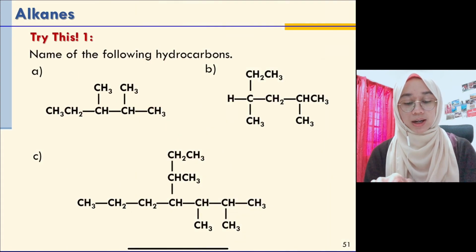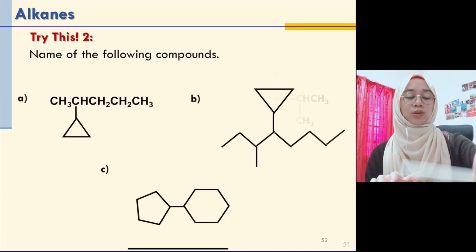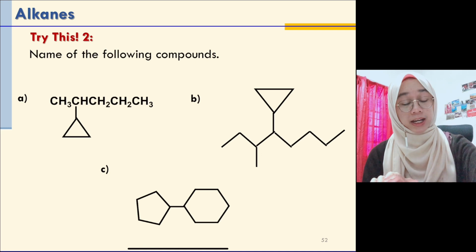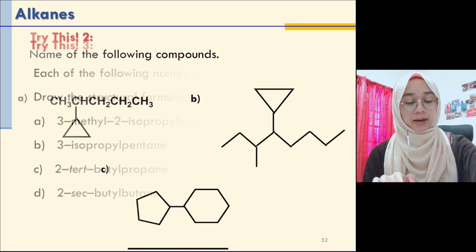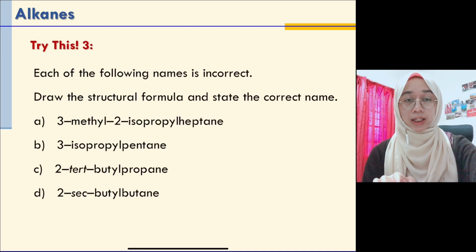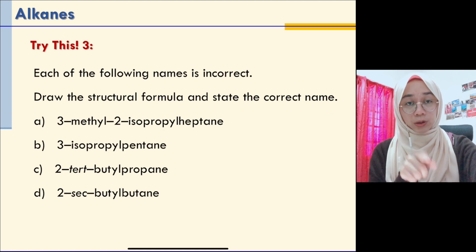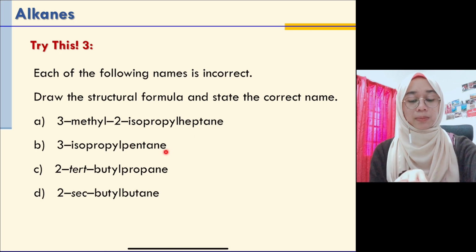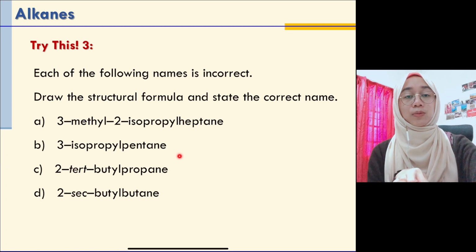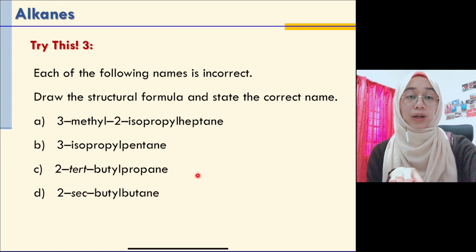Okay, so then you need to do this. Try this one. You need to give the name of the following hydrocarbons, and also try these two, the ones that involve rings. Try it. And then try these 3. In this case, class, each of the following names is incorrect. So draw the structural formula and state the correct name. The first thing you need to do is draw first. Draw the structure first, even though the name is wrong, draw according to these names here. Then only rename the structure that you have drawn.